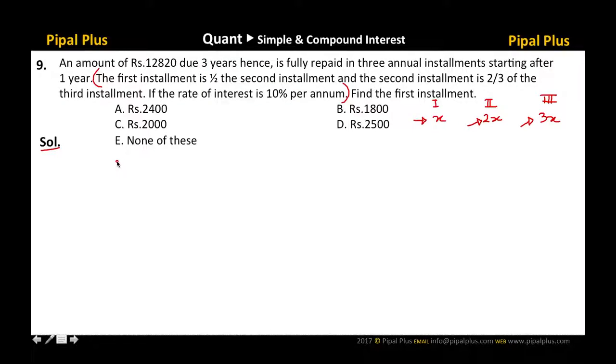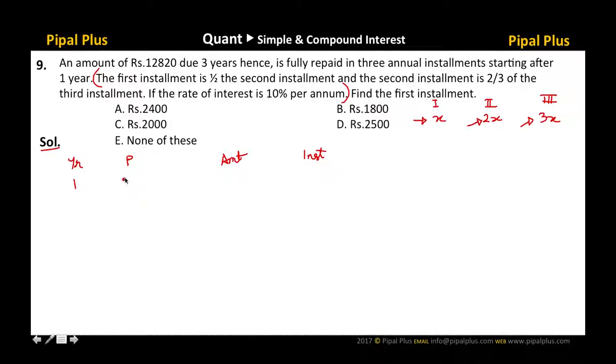Now I'm going to draw a table which is going to simplify these things for you. Let's start with the year, the principal, the amount due at the end of the year, and the installment which is being paid at the end of that year. The amount due at the end of this year minus the installment paid is going to become the principal of the next year.